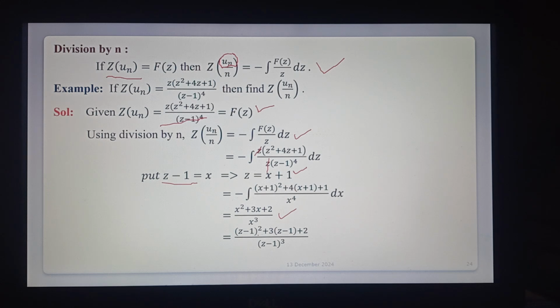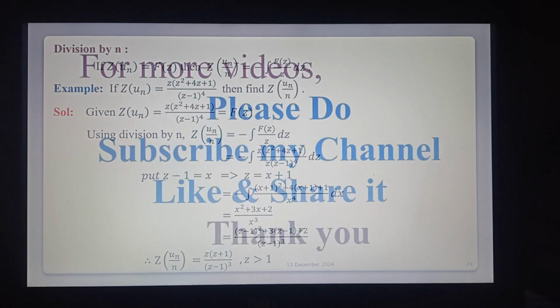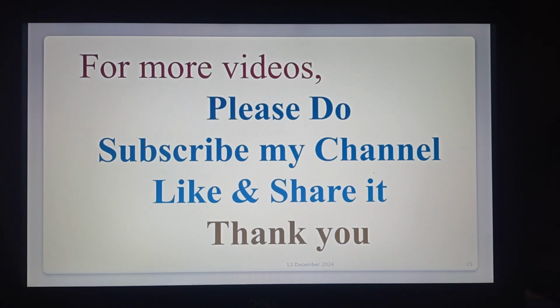that is z minus 1 whole square plus 3 into z minus 1 plus 2 by z minus 1 whole cube. Therefore after simplification it is z into z plus 1 by z minus 1 whole cube. So this is the z transform of un by n. This is one of the properties: multiplication by n and division by n.